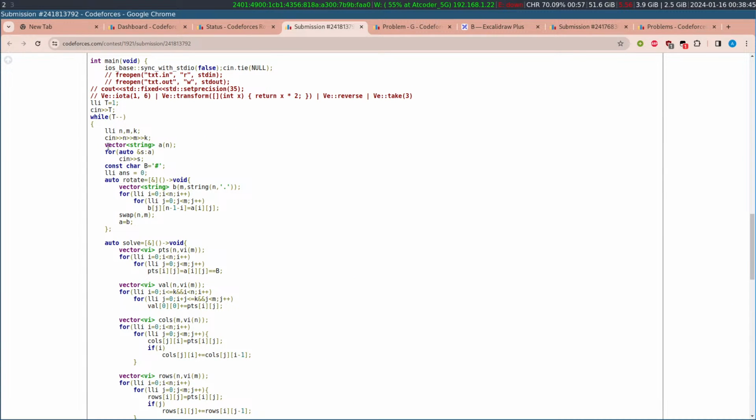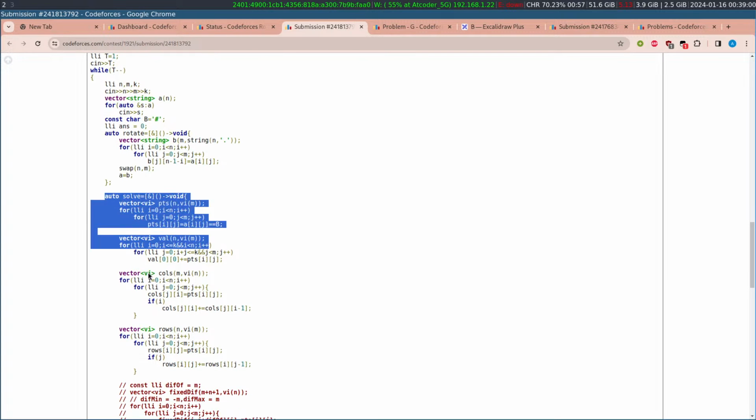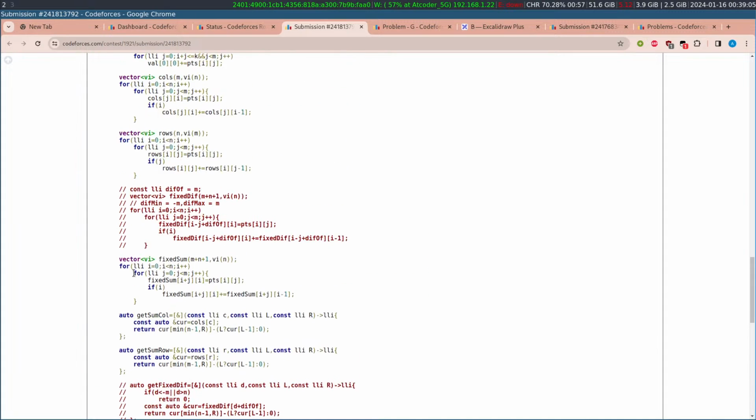I first took the given matrix as input, where B is the character where there would be a bomb. Then I have a rotate function, which does a rotation by 90 degrees. So length becomes breadth, breadth becomes length, and the i, j coordinate moves to this coordinate. And now I also have a solve function, which finds the optimal answer for this given A.